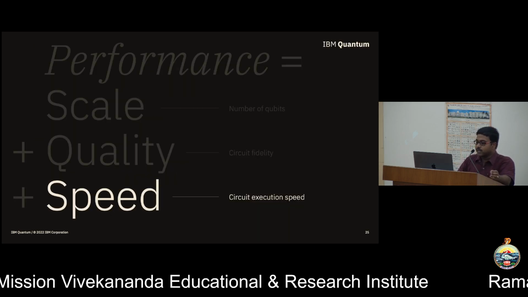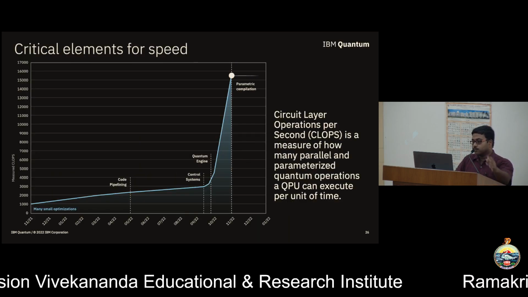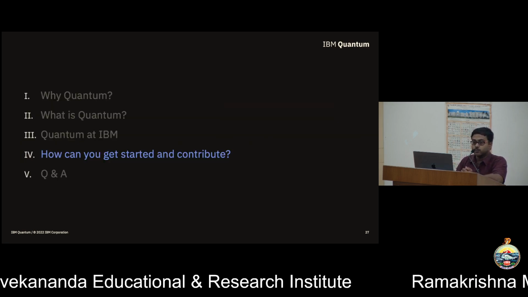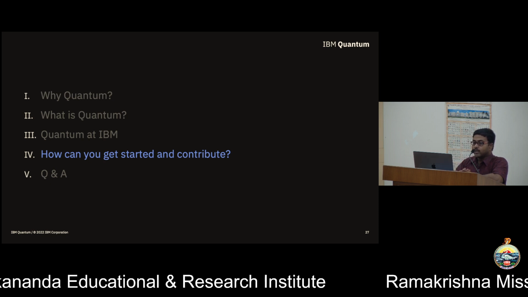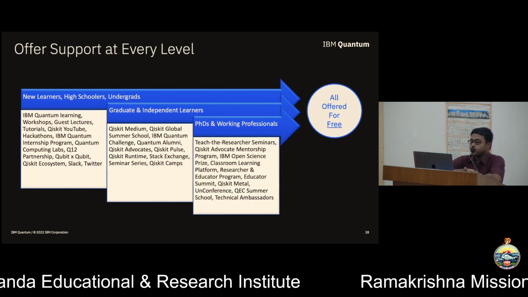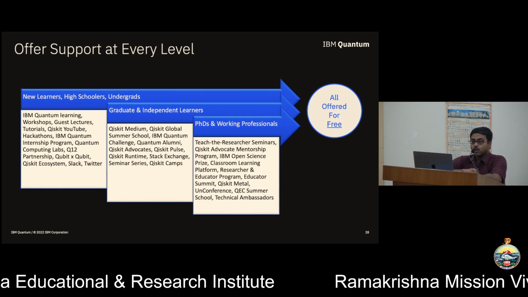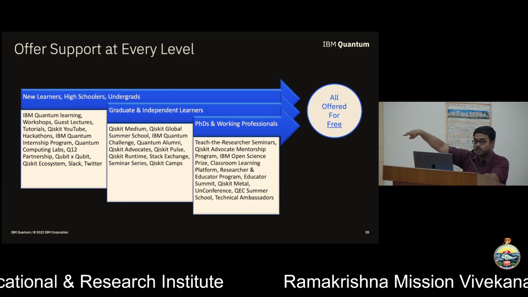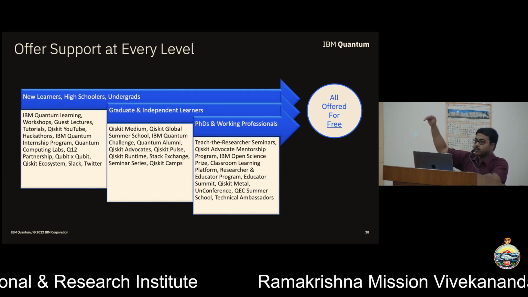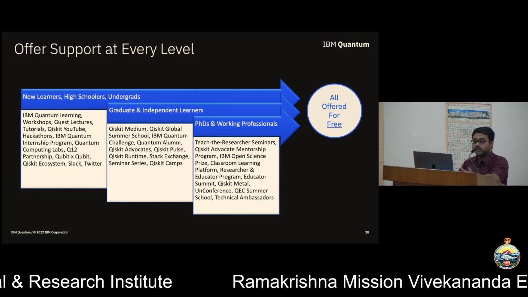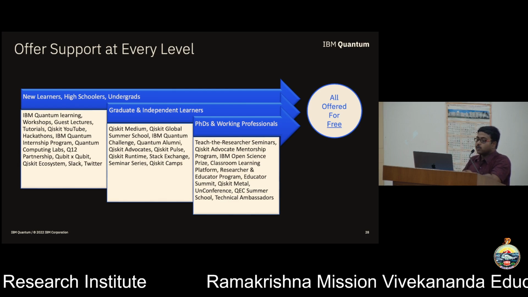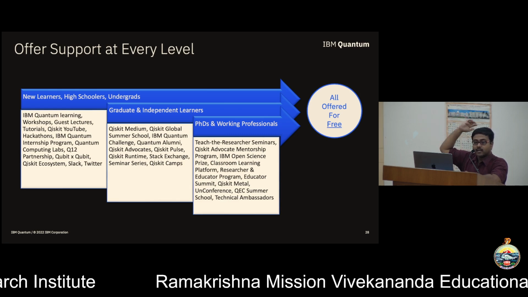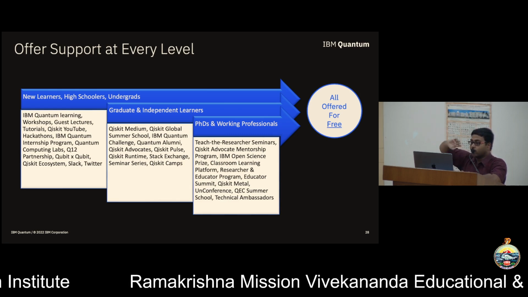Now, coming to speed, we have some methods to determine that. Let's not go into that, but let's come to how you can get started and contribute. If you go to the IBM Quantum Learning Platform, we have several learning opportunities. You can see all of these. Each of them is free, and each is for different levels. Whether you are a beginner, you know something, or you are already a professional, there is something for everyone. You can access the IBM Quantum Learning Platform for free.